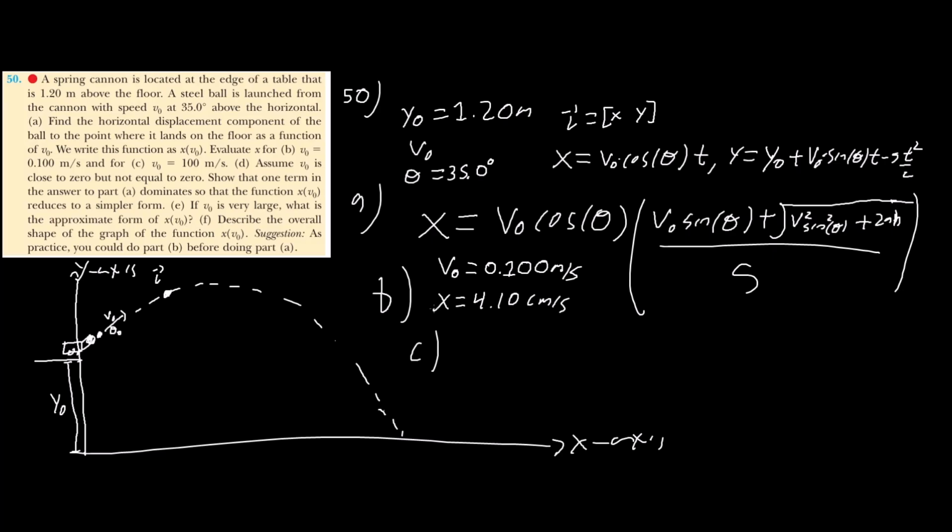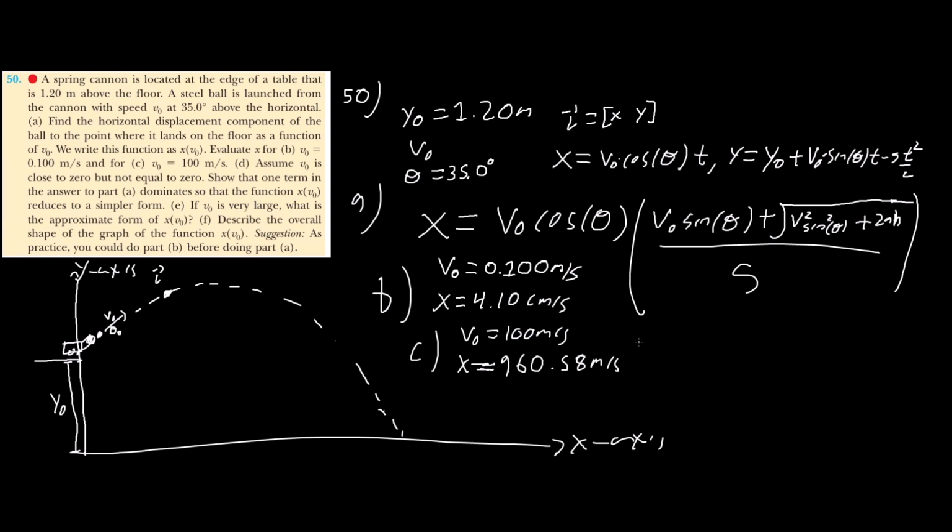So this is pretty straightforward at this point. Let's evaluate when V naught equals 100 meters per second. So I'm going to store that into V. And actually, I think there's a little more involved in this problem. So when V naught is that, X is going to be 960.58 meters. And there's more to this.